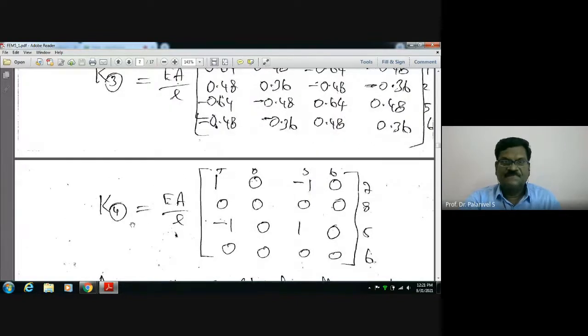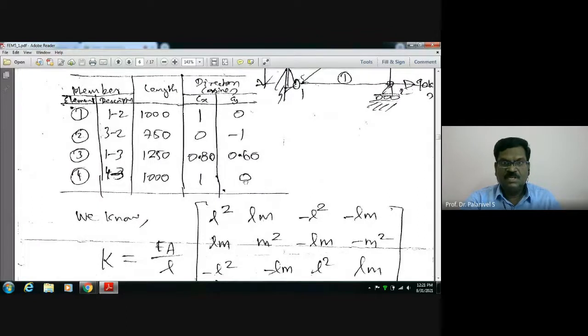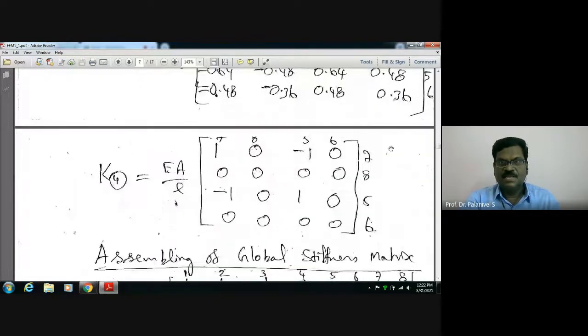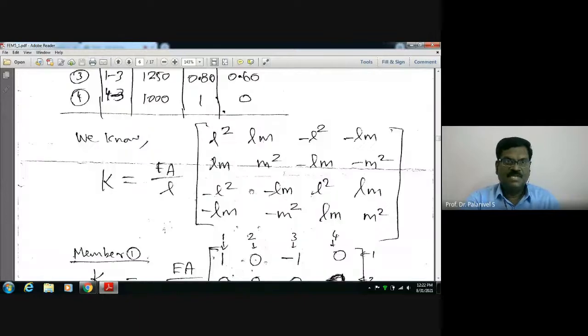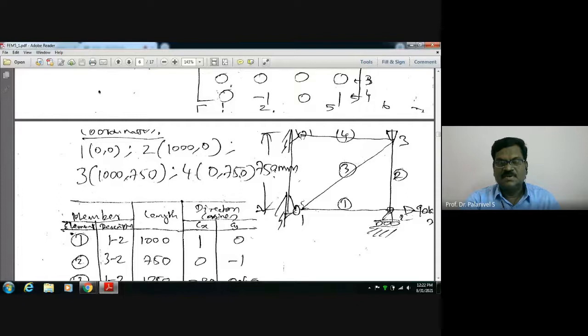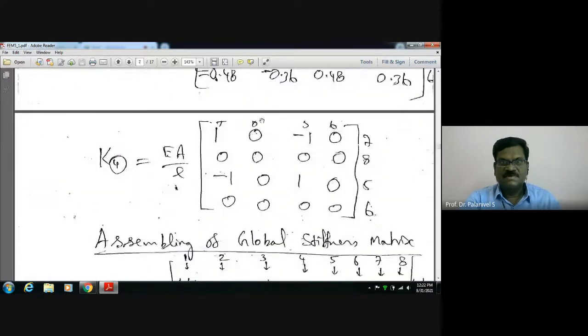Next is K4. K4 for the fourth element, where 1 0 are the direction cosines: L is 1 and M is 0. Substitute in this and you will get K4. Now what is the degrees of freedom for the fourth element? 4 3. 4 is here and 3 is here. For node 4 the degrees of freedom are 7 8, and for node 3 they are 5 6. So you have to write 7 8 5 6 with the arrow. The arrows are missing here, so write them with the arrow.